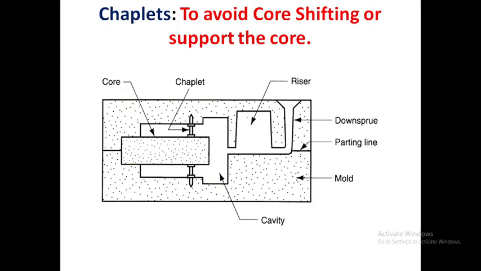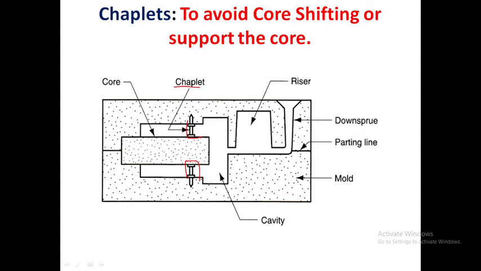Okay, here you can see the chaplets are there. The chaplet is to avoid the core shifting or to support the core. That means this core should not shift. For that purpose, these chaplets are provided on both sides of the core. Okay, this is what happens in a casting.